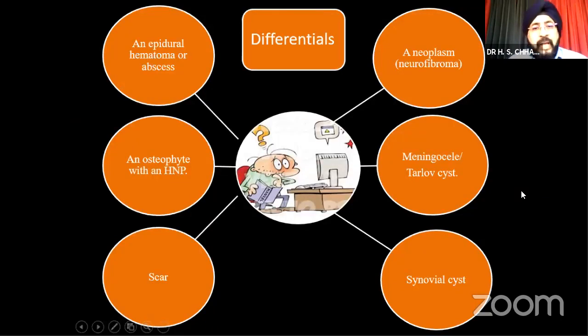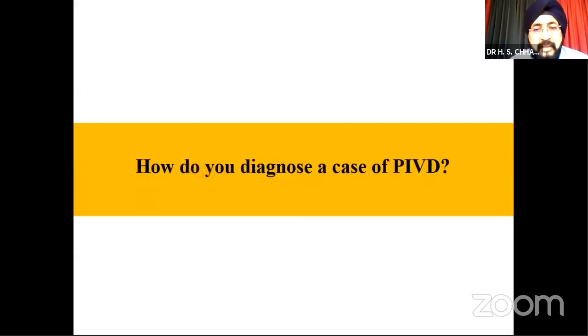Yeah, you can have various other differential diagnoses of a prolapsed intervertebral disc. Upendra talked about neoplasm, malignancy. There could be a meningocele, a Tarlov cyst, a synovial cyst, a scar, an osteophyte, an epidural hematoma, or an abscess. So you can have various differential diagnoses, and you should keep your eyes and ears open. And at the earliest suspicion, you should go in for evaluating it properly.